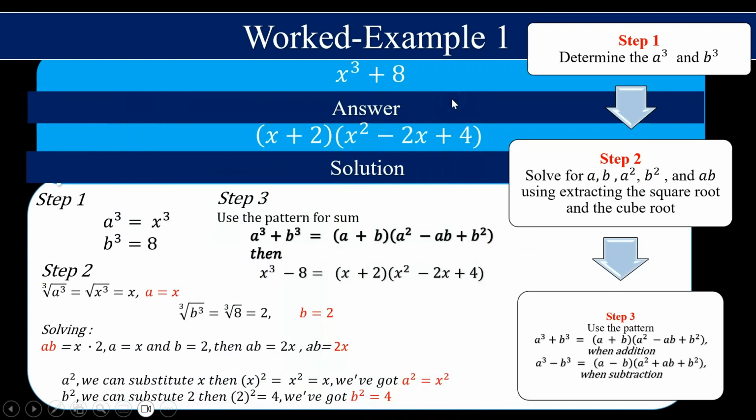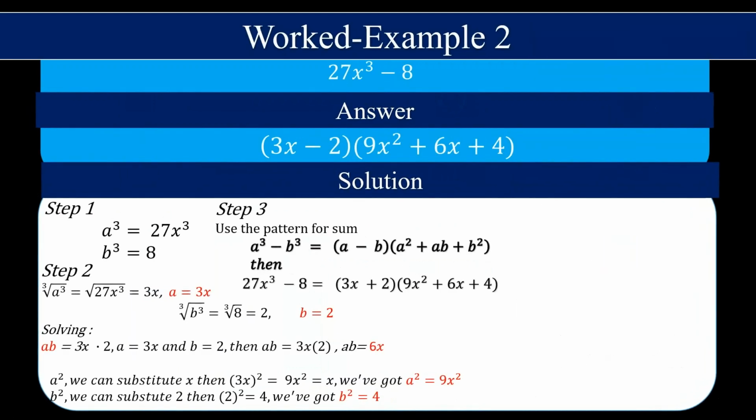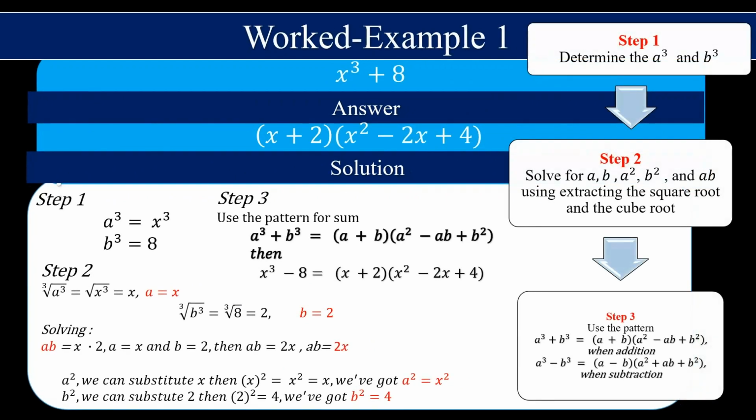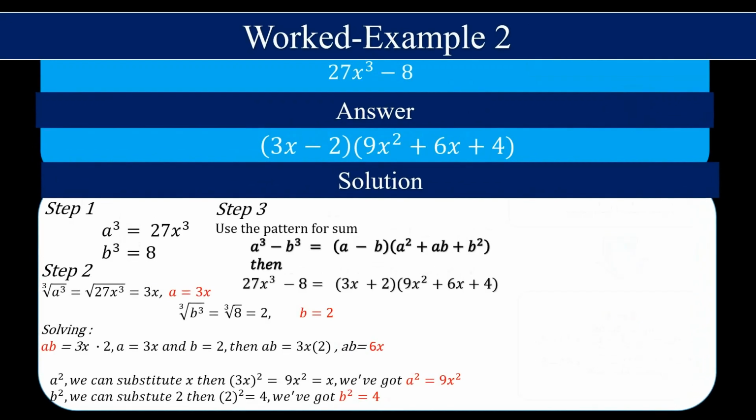This is work example number 1. Now, let's have work example number 2, where I will show the difference. In work example number 1, we added, so we did addition, a sum, as the target in factoring. In work example number 2, it is a difference. So we subtract, and it differs in terms of sign. But the process, the procedure, is still the same.